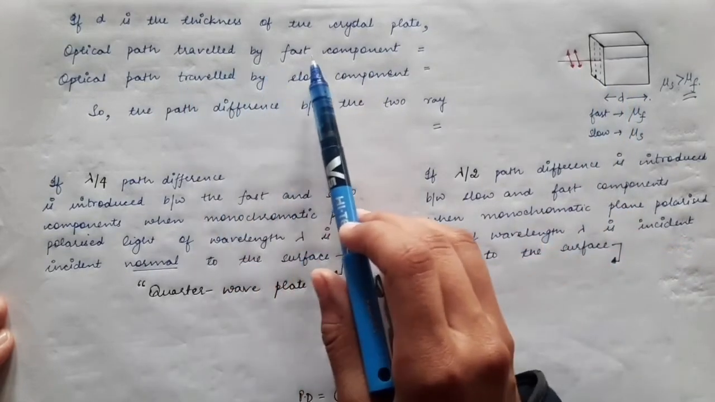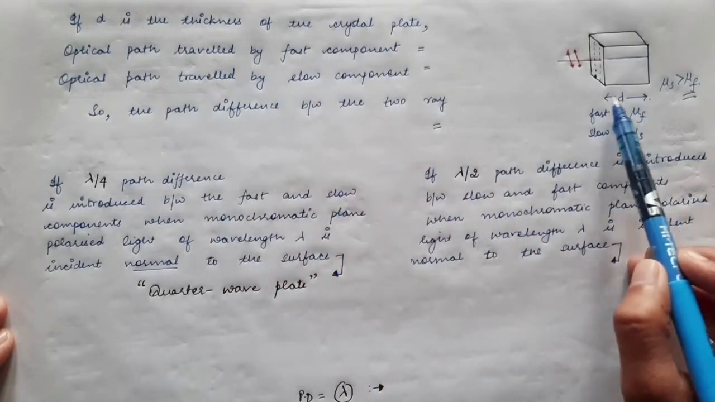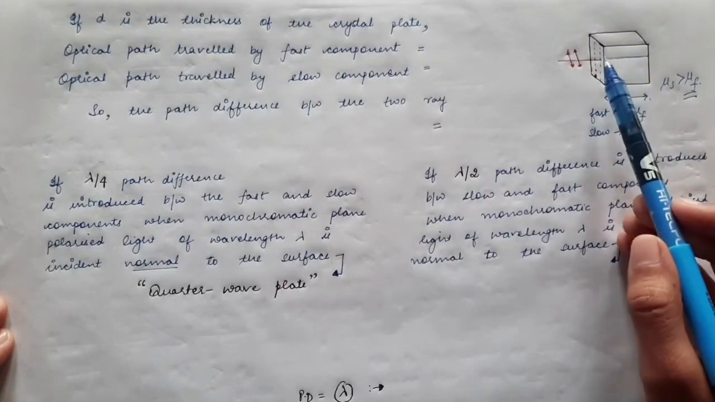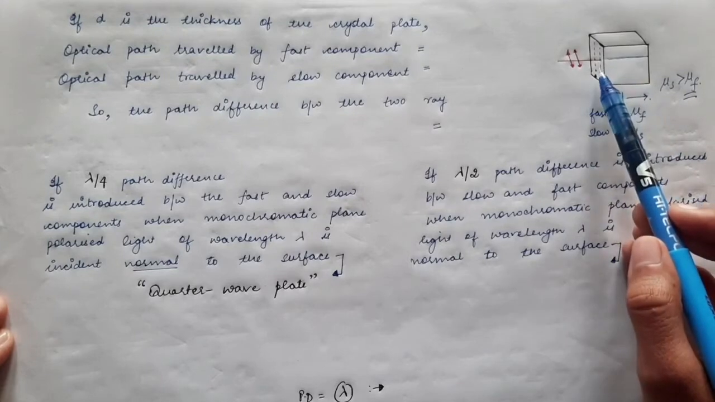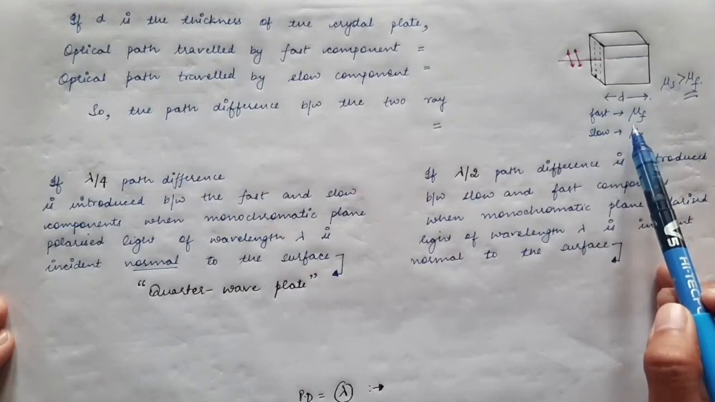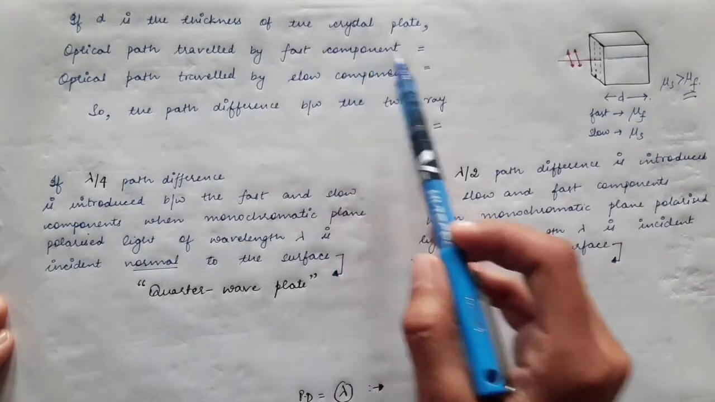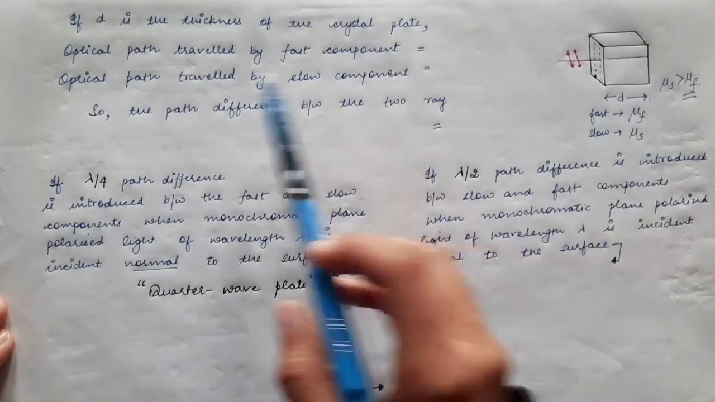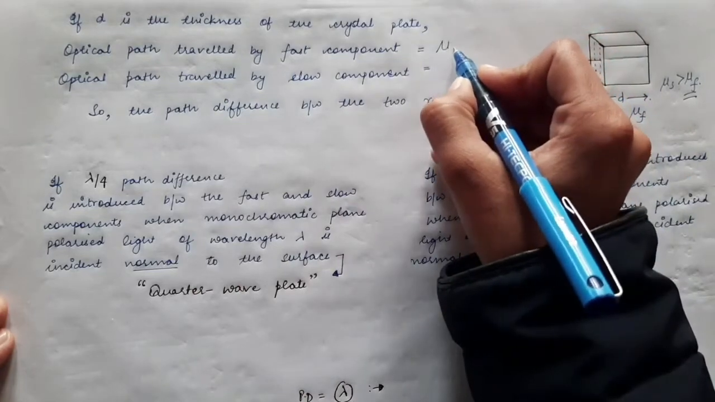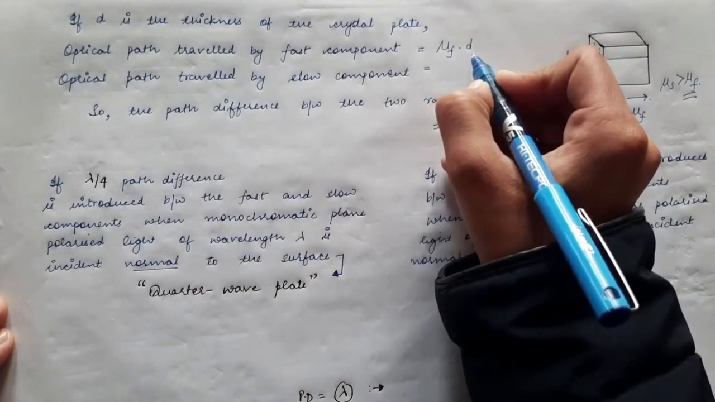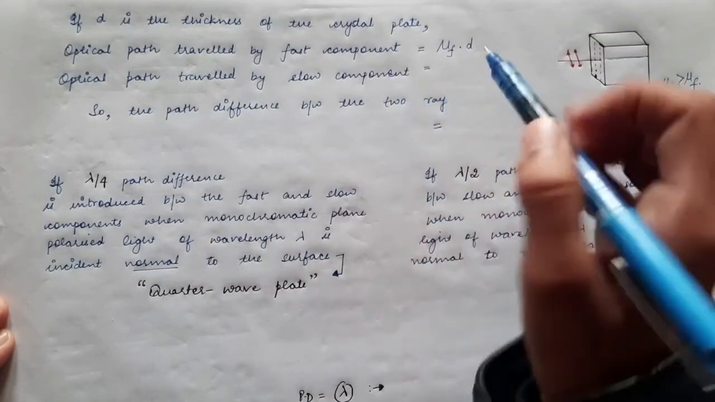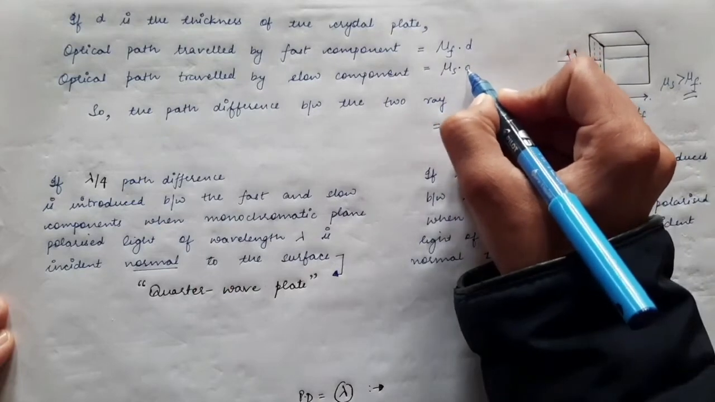So the optical path traveled by the fast component: D is the geometrical path which is traveled by each component. Now what is the optical path? Optical path is given by the geometrical path times the refractive index. For the fast component, the refractive index is mu f, so the optical path traveled by the fast component will be equal to mu f into d, where d is the geometrical path. The optical path traveled by the slow component will be equal to mu s into d.